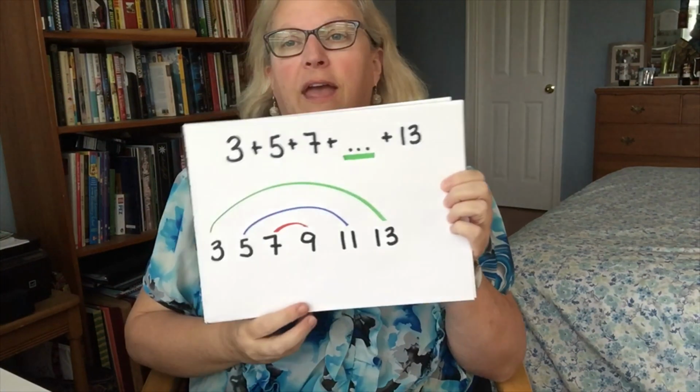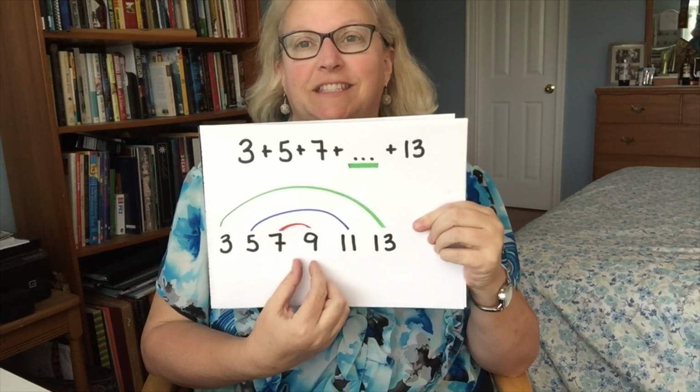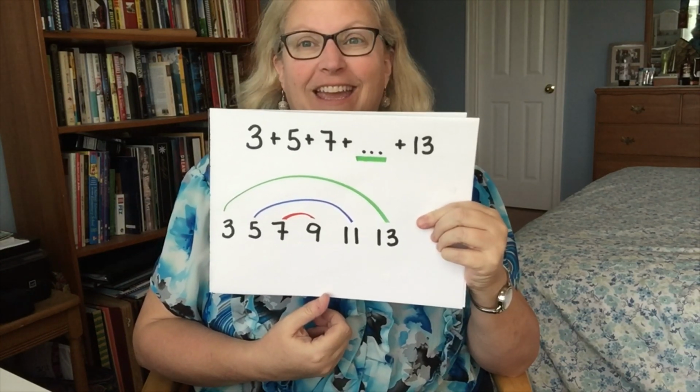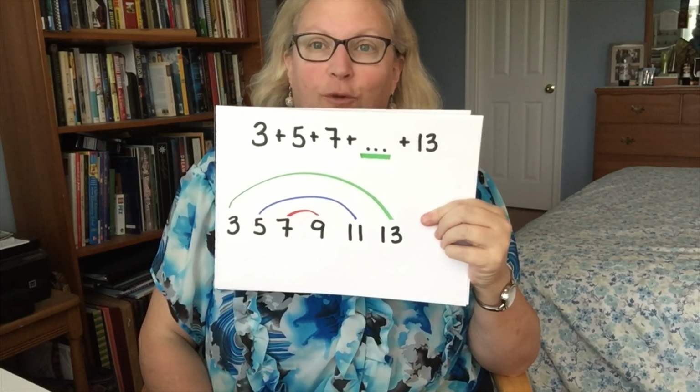So I'm going to do a quick rainbow. And what I have is 3 sets of 16. 3 sets of 16 is 48, so I know that these numbers add up to 48.